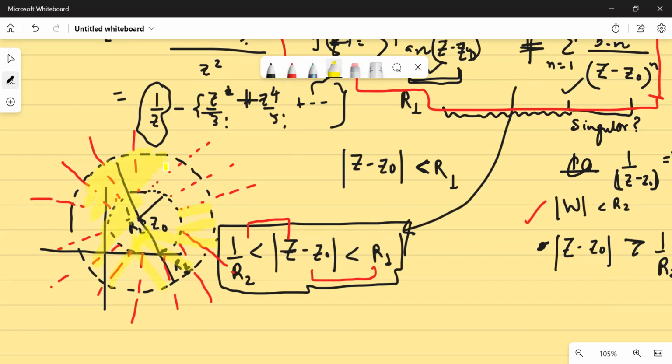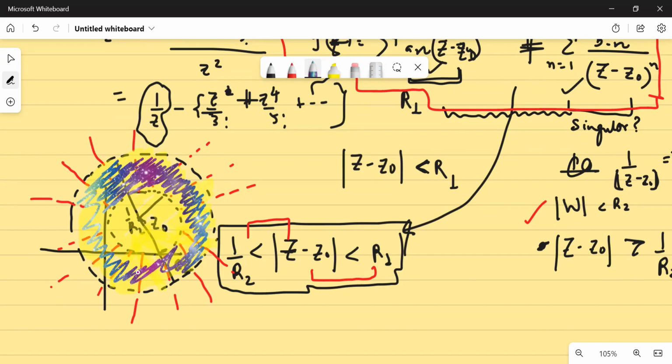Okay, so it says that it would be convergent. The latter part in the inequality says it would be convergent in this region. So what would they both agree to? They would agree that we are both agreeing on this particular annular region. Are you getting my point? So this particular annular region is something that they both would agree to.